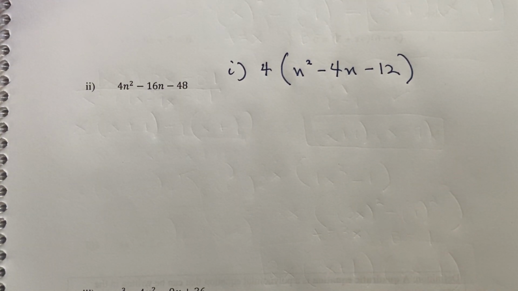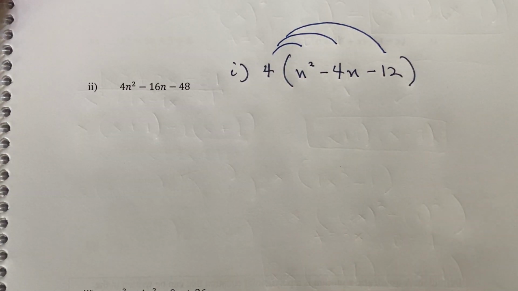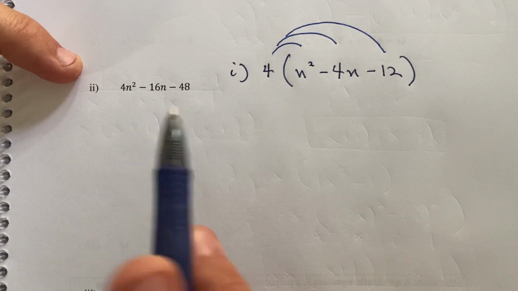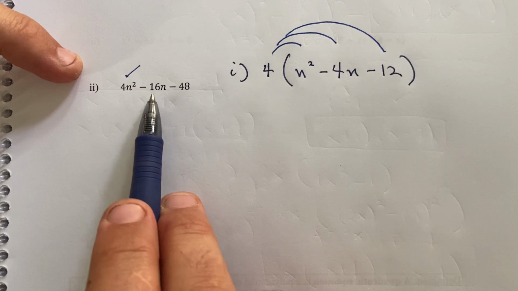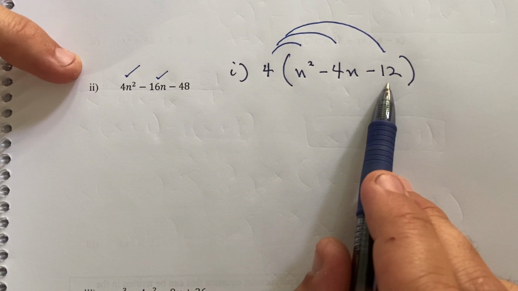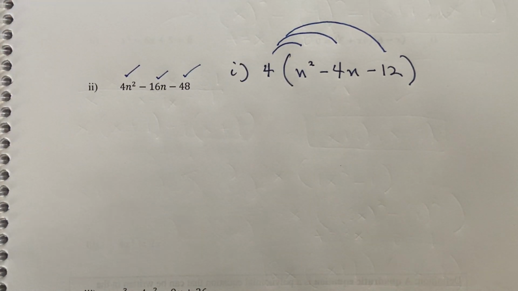If that's difficult still, just hypothetically imagine redistributing that 4. That 4 times n squared gives us this one. The 4 times negative 4n gives us negative 16n. And 4 times negative 12 would be this negative 48. So this is good.